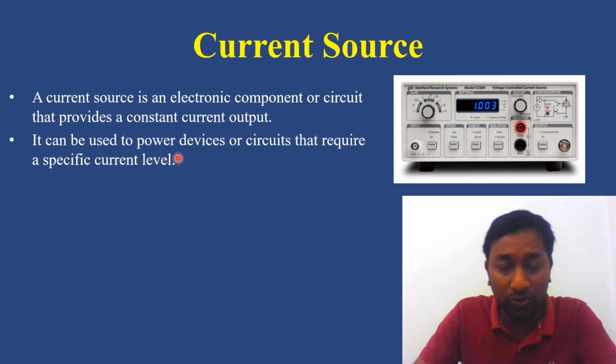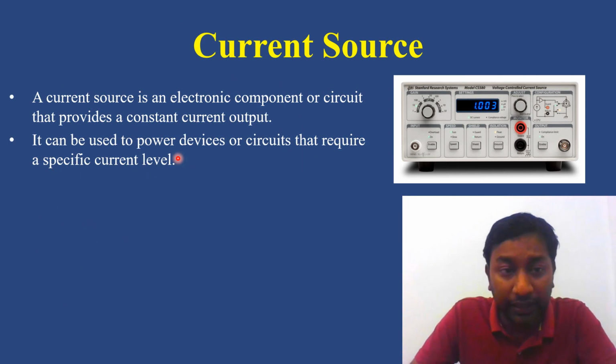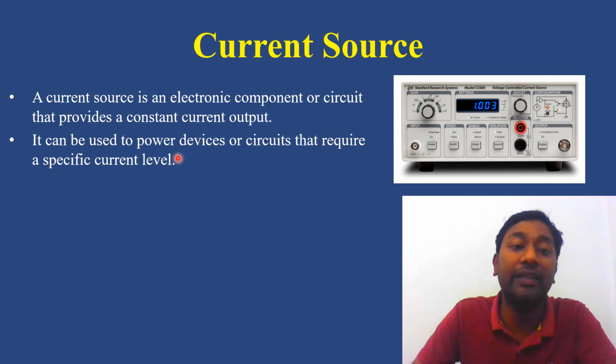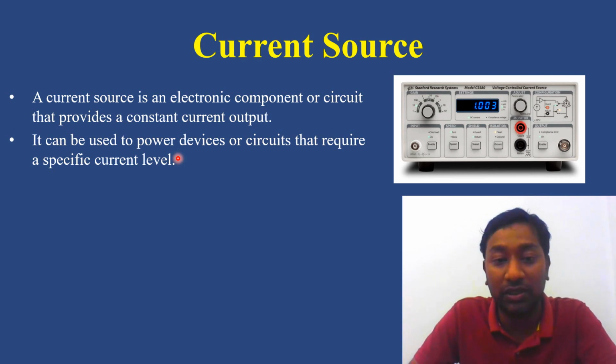Now coming to the next part, current source. Similar to the earlier case where voltage sources generate voltage, a current source is an electric component or circuit that provides a constant current output. In the earlier case it was constant voltage output, now in this case constant current output. It can be used to power devices or circuits that require a specific current level, meaning a particular 2 ampere or 3 ampere, or a particular microampere or milliampere.